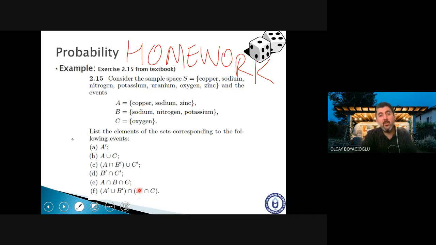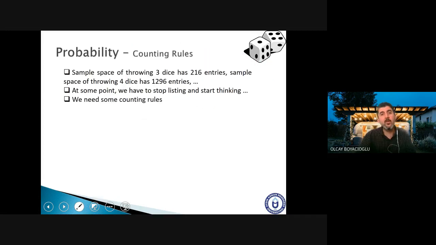Also look at it, be careful about the parentheses. Do the functions in the parentheses first, and then do the rest later. This is your small homework for this week. I will upload it after the course, by the way. Now, let's continue.